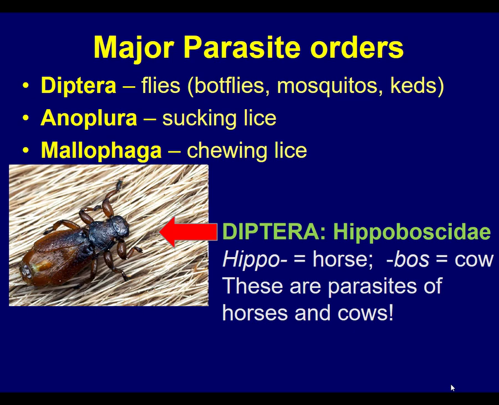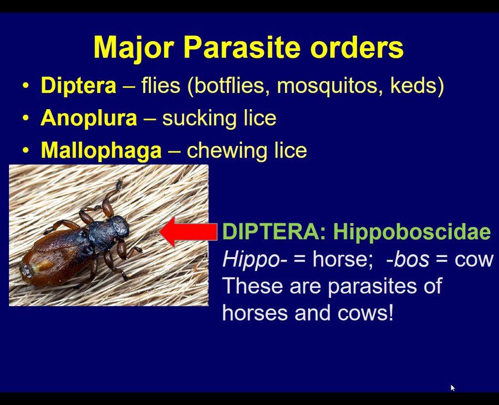Anoplura are the sucking lice. Those are the mammal lice, so human head lice, human pubic lice, all of those. And then Mallophaga are chewing lice. Those are generally restricted to birds.